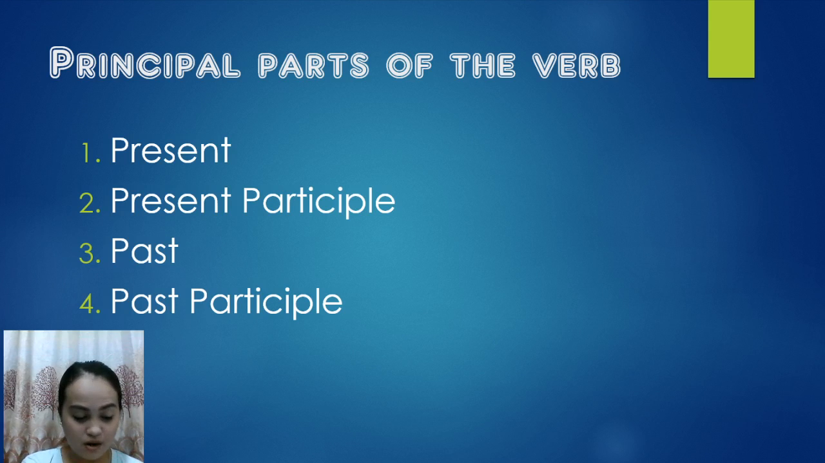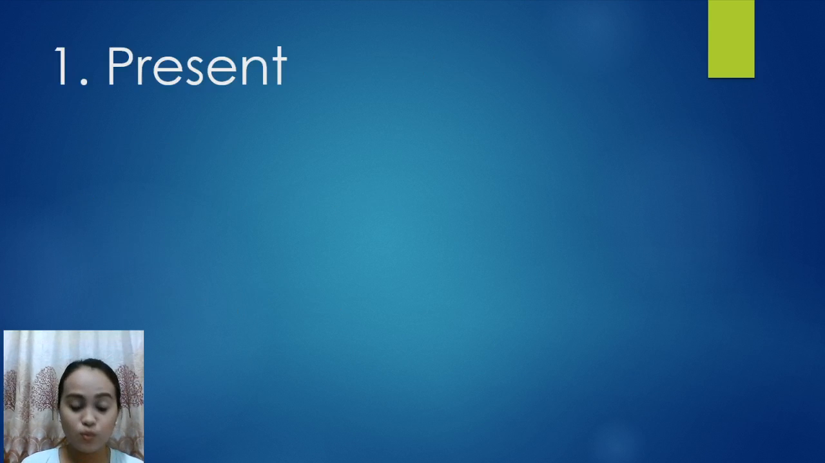The principal parts of a verb are the 4 forms of the verb from which all forms of the verb can be made. So again, those are the principal parts of the verb: present, present participle, past, and past participle. So let us discuss this one by one. Let's start with present.